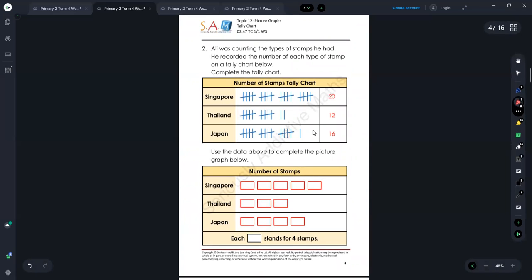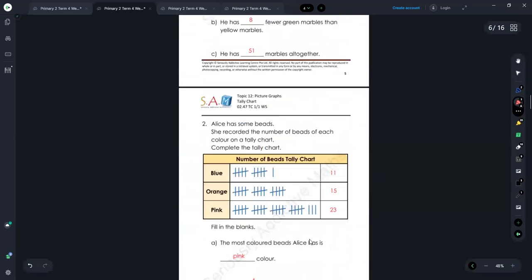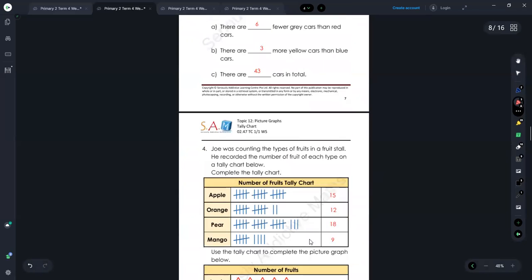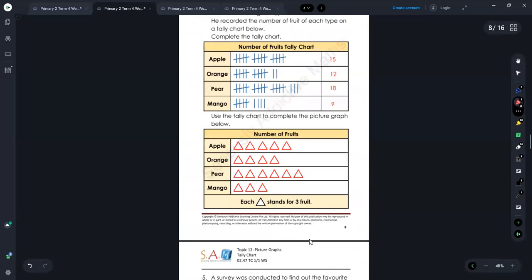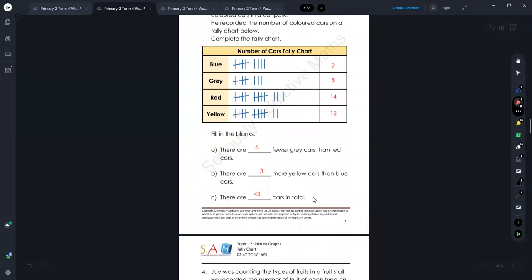Okay, after they've done this portion, they are supposed to draw the picture graph. Take note, each represents 4 stamps. Okay, so they should use these numbers here. 20. If there's 20, how many rectangles must I draw to represent 20 stamps? Okay, so 20 divided by 4 equals 5. So a bit challenging, right? So independent practice, I would say we can skip a few questions and just move them on straight to, let's see, question 3. Get them to do question 3.